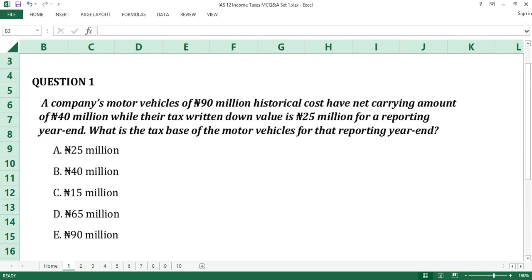The answer to question number 1 is 25 million naira. The tax base of an asset is the amount attributed to that asset for tax purposes. For tax purposes, as at the reporting year end, 25 million naira is the tax base for the motor vehicles. A is the answer to question number 1.